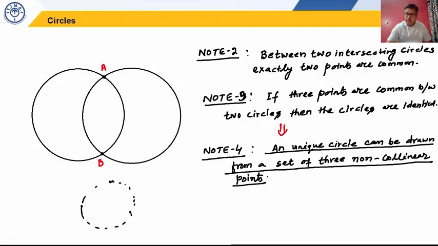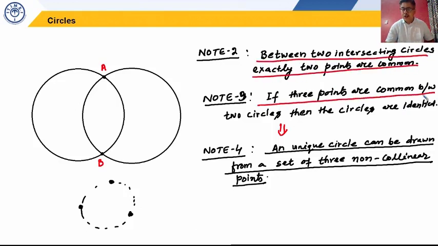So from any 3 points we can draw a unique circle. This concept can be used in the problem solving of permutation and combination as well. So note 1 is clear. Note 2: between two intersecting circles, exactly 2 points are common. And if 3 points are common between two circles, then the circles are identical. A unique circle can be drawn from a set of 3 non-collinear points.